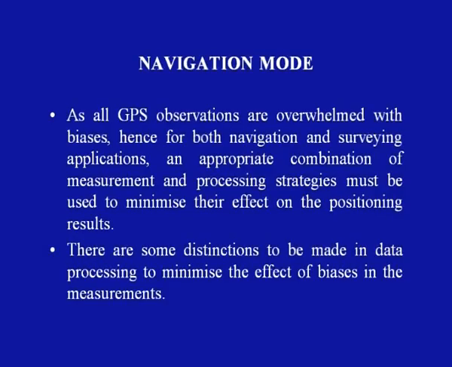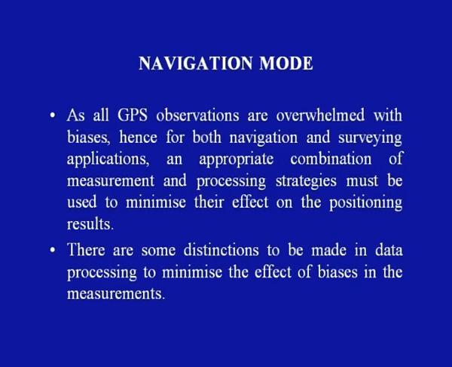So now let us look at each of the modes that we have. First is the navigation mode and the next is the surveying mode. In navigation mode, GPS observations are generally found to be overwhelmed with biases. Hence, for both navigation and surveying applications, an appropriate combination of measurement and processing strategies must be used to minimize their effect on the positioning results.